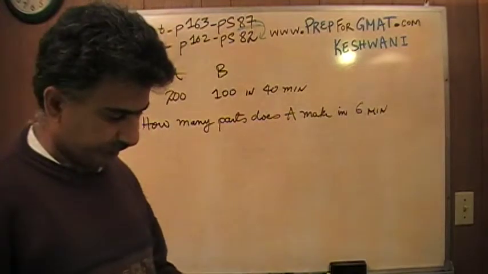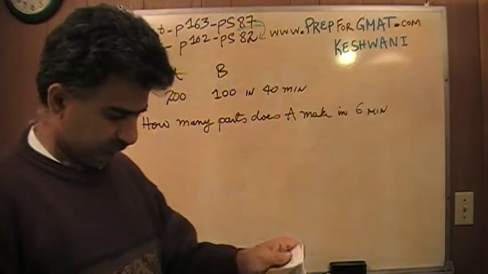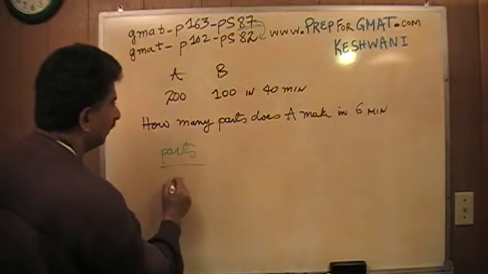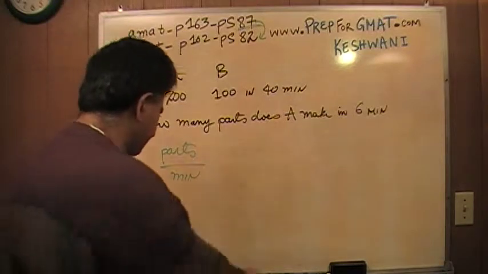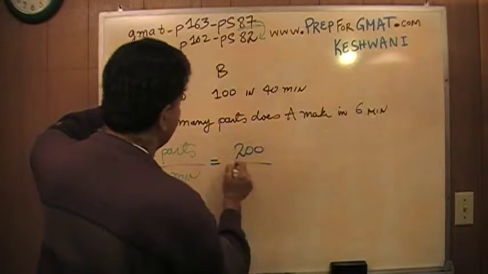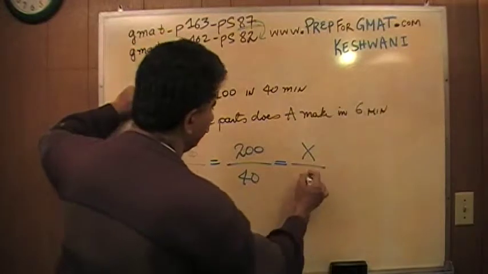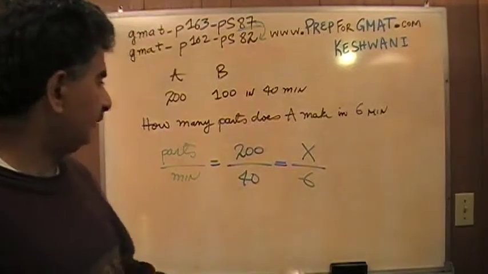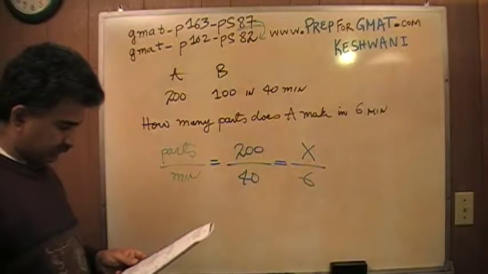It appears quite often. I'm going to set it up as a proportion problem if you like. So we have parts over minutes. We know that it makes 200 parts in 40 minutes. The question is, how many parts is it going to make in 6 minutes? We just solve for x. And that's how simple it is.